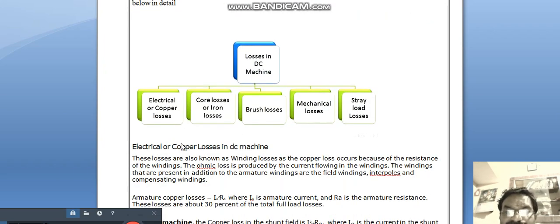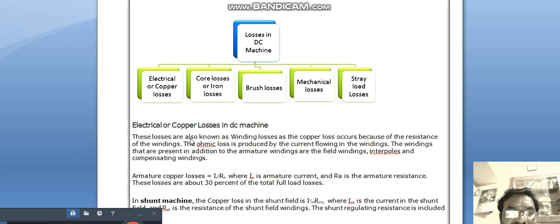The electrical or copper loss in DC machines. These losses are also known as winding losses. Windage is different, winding is different. Windage losses is also one of the losses. Now we see winding losses.